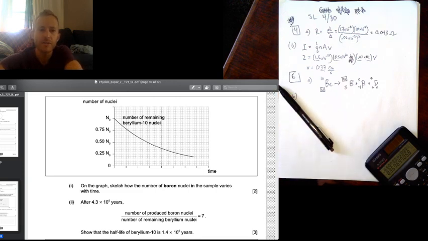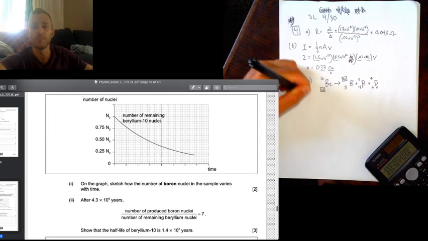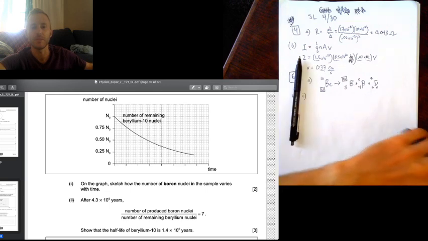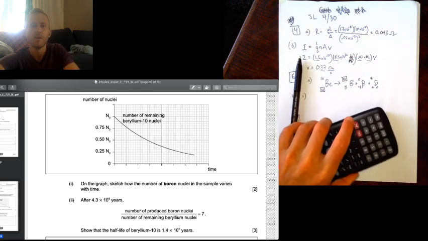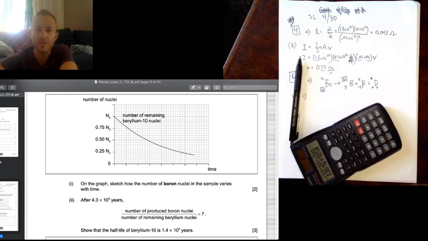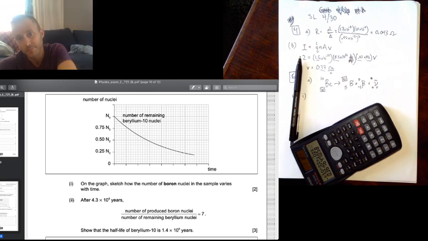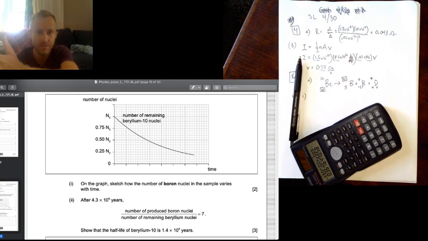On the graph, sketch how the number of boron nuclei in the sample varies versus time. Well, we can see that beryllium becomes boron. So the total number of nuclei has to remain at N naught.